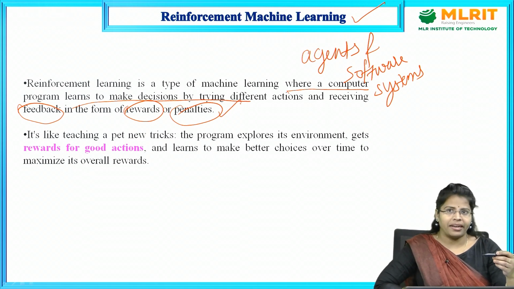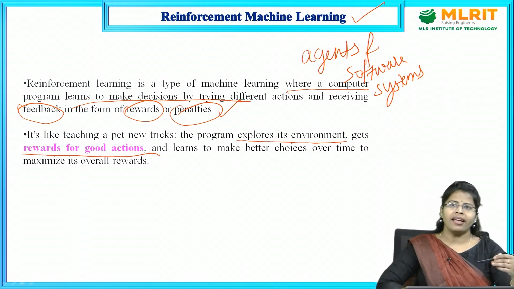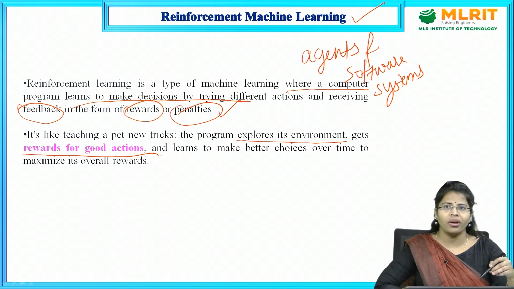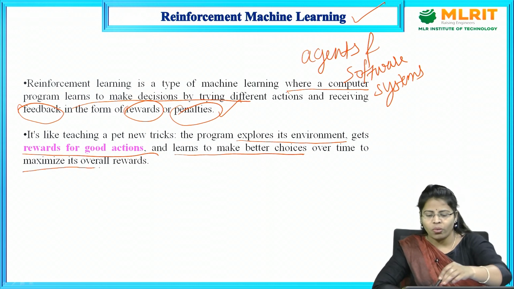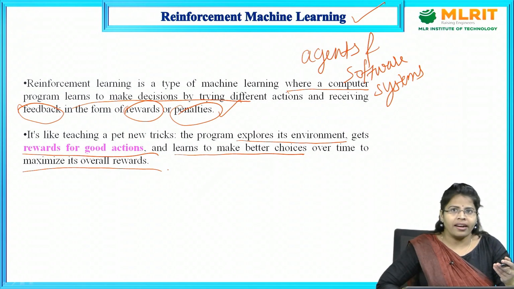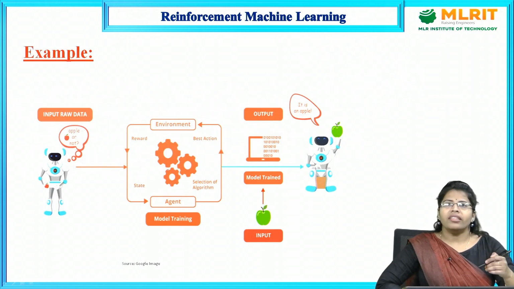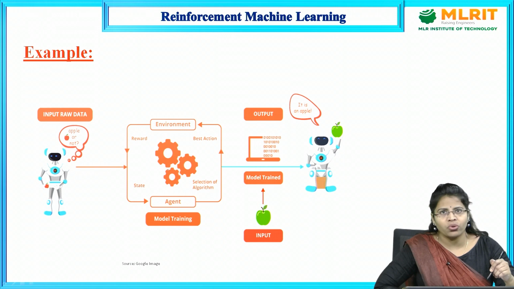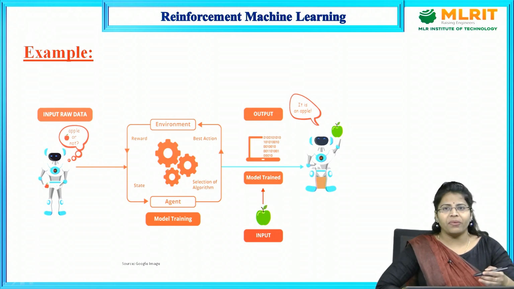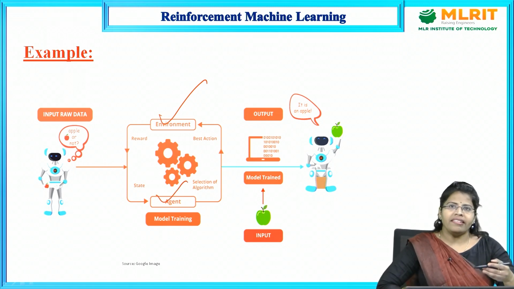It's like teaching a pet new tricks. It explores a new environment, gets rewards for the good action and penalty for the wrong action, and it is going to make better choices and maximize its overall rewards. Here, reinforcement learning is the interaction between the agents and software systems. The reinforcement machine learning works in two stages. It is an interaction between the environment and the agent, as you can see in the image.